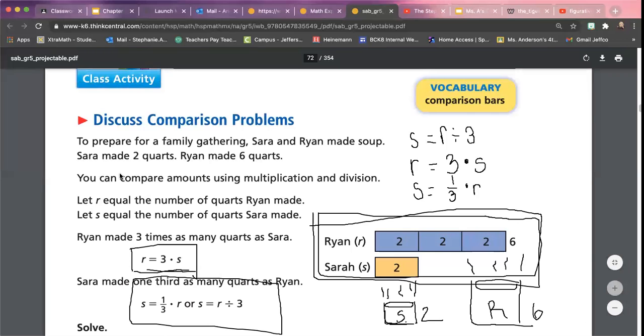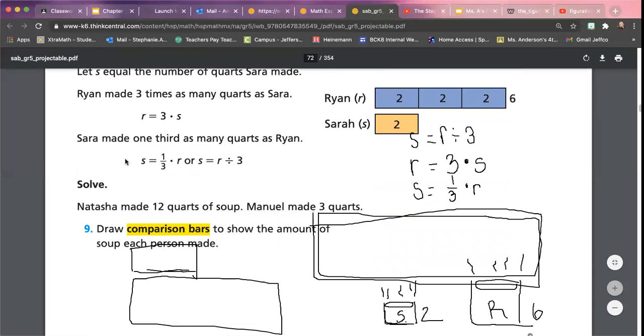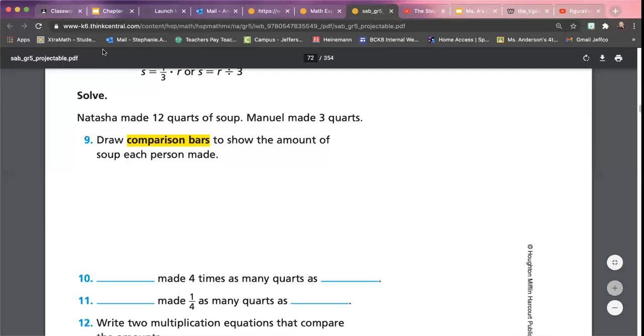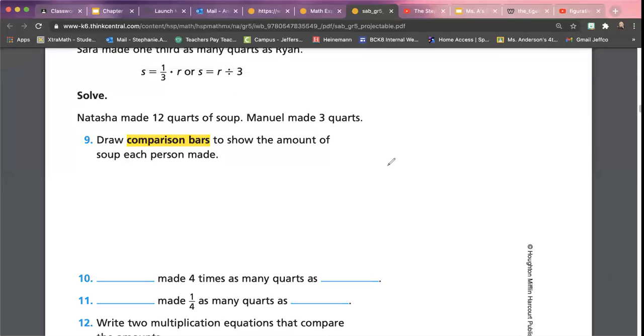Now we're going to do one drawing together and then we're going to be good to go. And luckily for you guys, a lot of this is on your assignment today, so we've already done a lot of it together. Natasha made 12 quarts of soup and Manuel made 3 quarts. We're going to draw comparison bars to show how much. So in your notebook, you know that Natasha made more than Manuel, right? So let's draw Natasha's first.